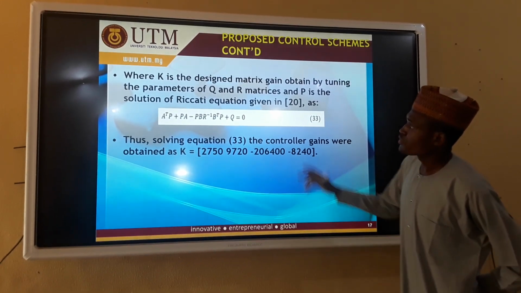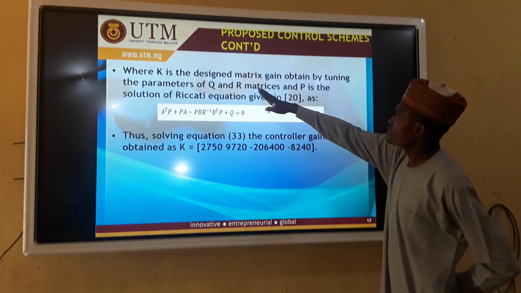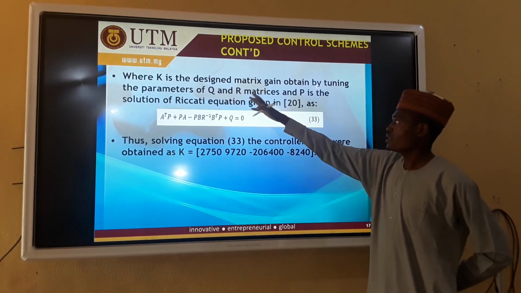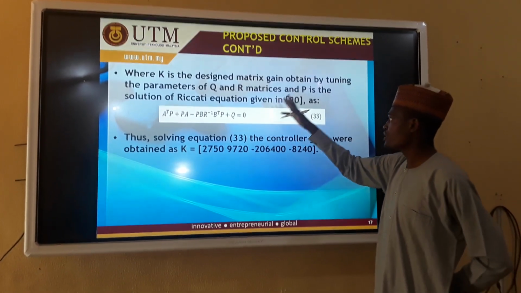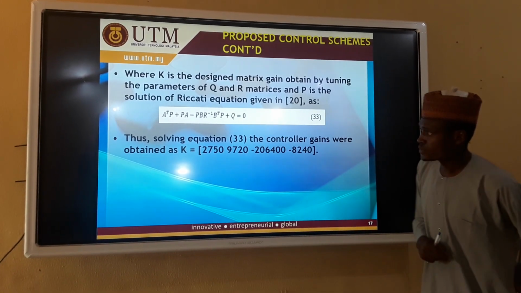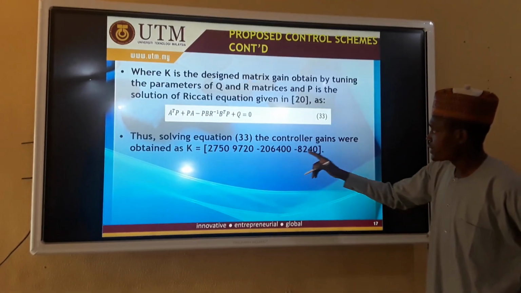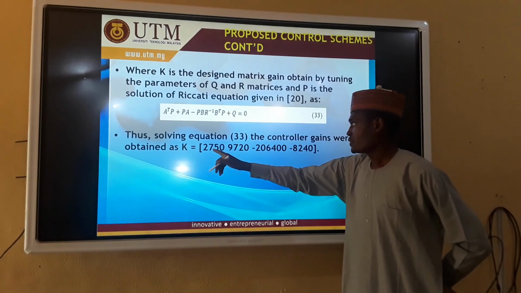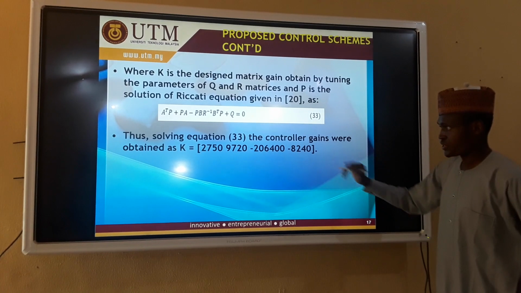Equation 33 further shows the LMI equation, where K is the design matrix gain obtained by tuning the parameters of the Q and R matrices, and P is the solution of the Riccati equation given in equation 20 as shown by equation 33. By solving equation 33, the controller gains were obtained as in the matrix.